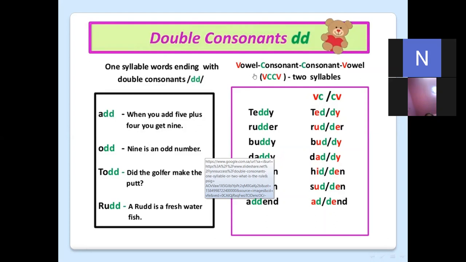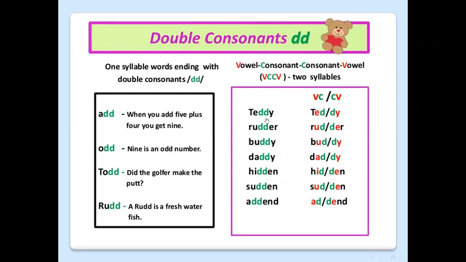Also, when we have vowel consonant, consonant vowel, when we have two syllables, the first syllable is vowel consonant and the second syllable is consonant vowel. Let's check some words. Teddy: Ted, D. We have two consonants here. In Ted, we have vowel consonant, and in the second syllable, we have consonant vowel.